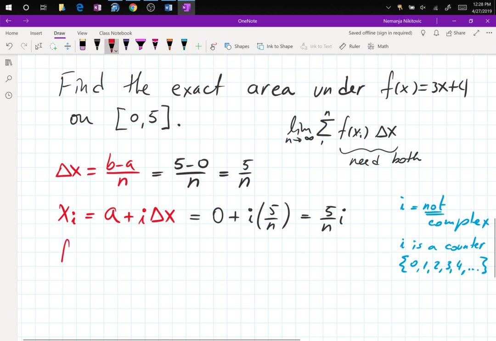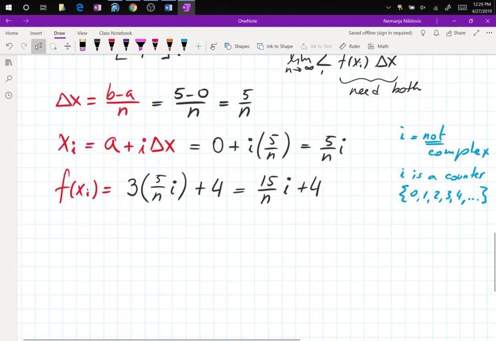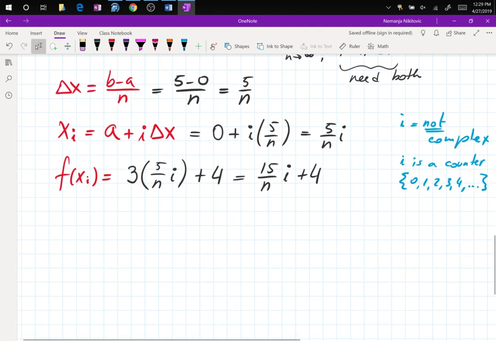Finally, my f of xi is going to be my function when you plug in the xi that you got. So my function is 3 times my xi, which is given as 5 over n times I, plus 4 at the end. This is 15 over n times I plus 4. This is the setup. All you need to do now is to plug this into the limit and compute.